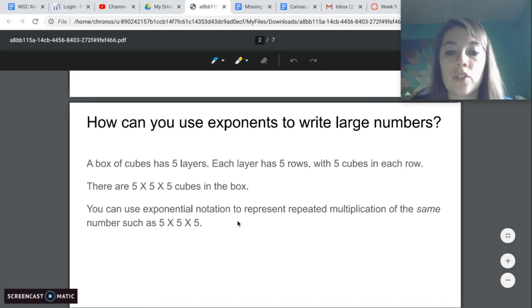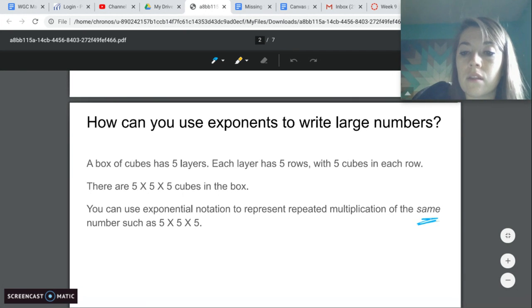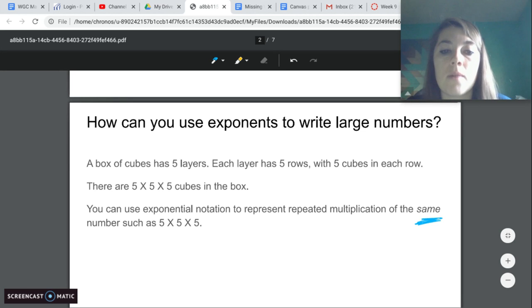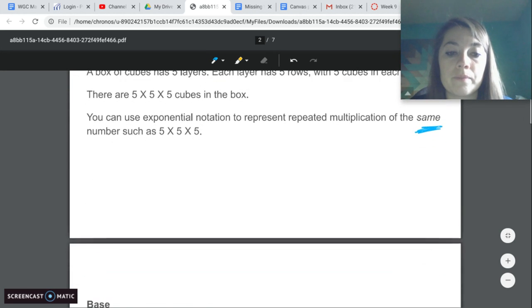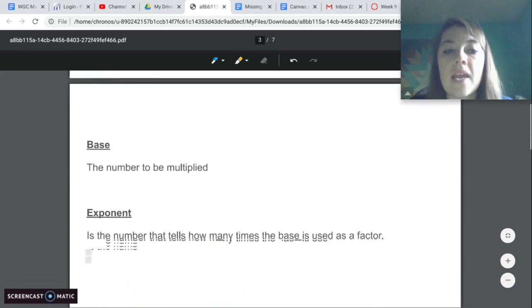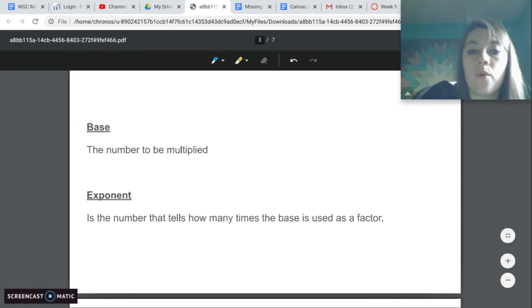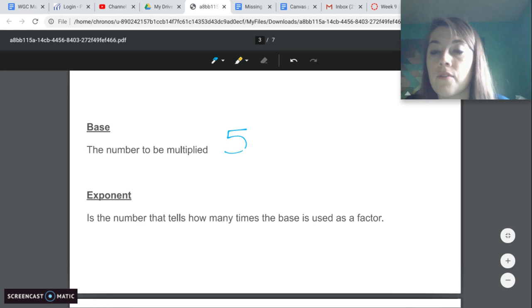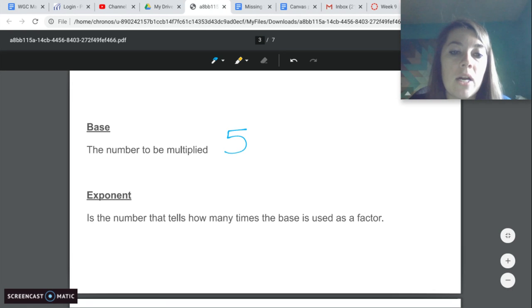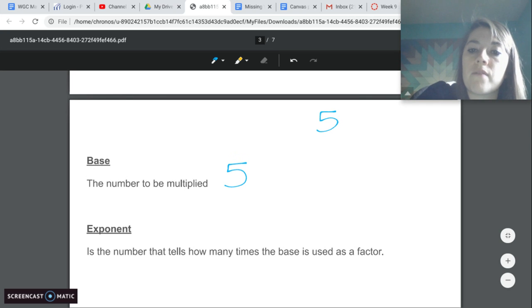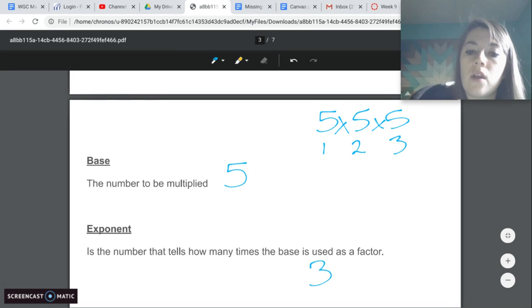You can use exponential notation to represent repeated multiplication of the same number, such as 5 times 5 times 5. That part right there is crucial. The base is the number to be multiplied, so it would be the 5 in the case of the previous problem. The exponent is the number that tells how many times the base is used as a factor. In our previous problem we had 5 times 5 times 5, so this was 1, 2, 3. So our exponent would be a 3.